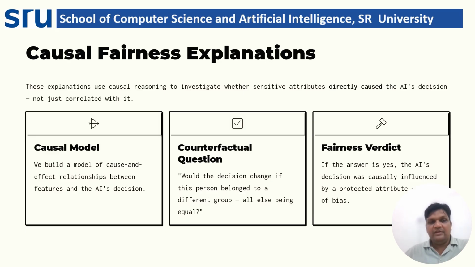Causal models: we build a model of the cause and effect relationships between features and the AI decision. Counterfactual question: would the decision change if this person belonged to a different group, everything else being equal? Fairness verdict: if the answer is yes, the AI decision was causally influenced by a protected attribute.